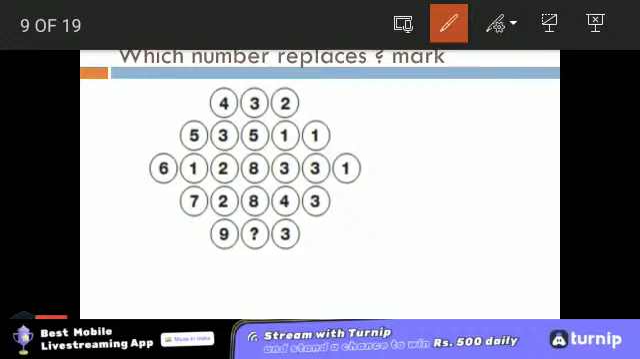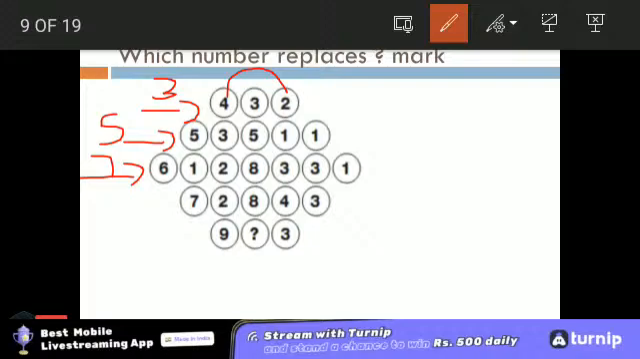See students, first of all, look up how many circles are there. 3 circles, 5 circles, 7 circles. So what the circles are doing, the circles are adding the last numbers.